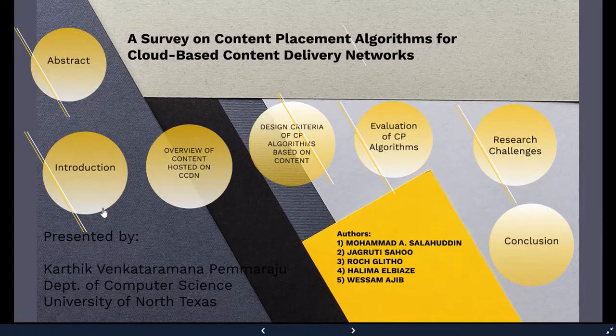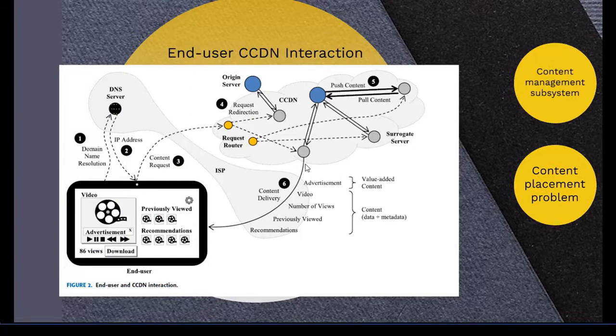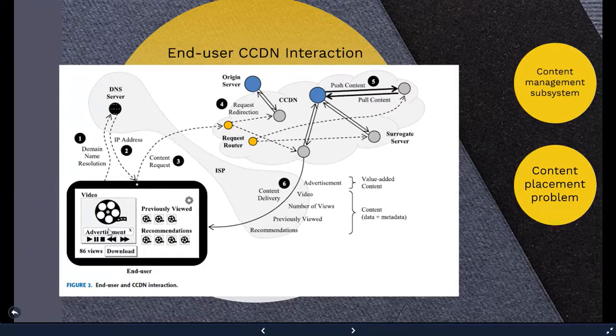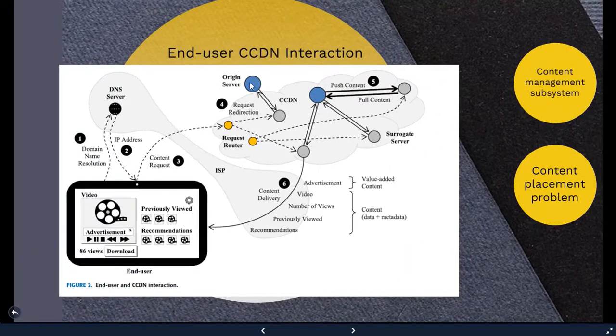So let's go into the introduction part. This is a sample example which shows how an end user interacts with a cloud-based CDN. So the end user makes a video request, and it does the domain name resolution with the DNS server, and the DNS server responds with the IP address of the request router. So the client now approaches the request router, and the request router redirects the request to its surrogate servers. So these are the surrogate servers, and the ones in the blue are the original servers.